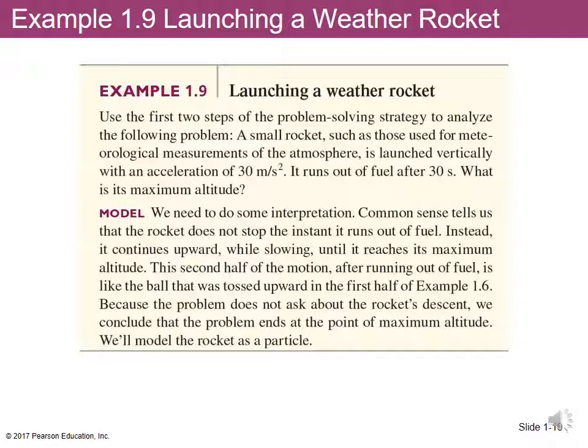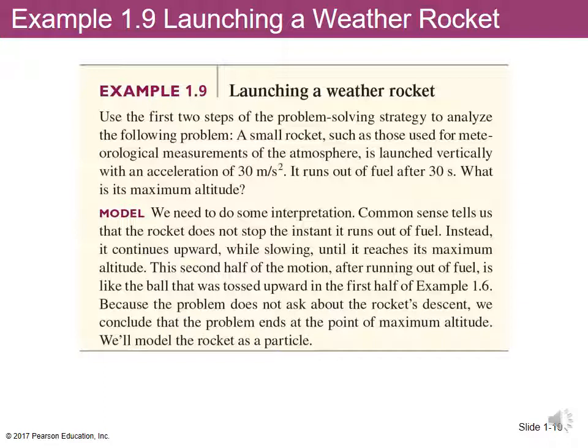So we need to think about this a little bit, right? What happens? Let's make a visual model of what's going on. So the rocket goes up, right? When it runs out of fuel, does it immediately start falling down? No, we know that. It's already going up really quickly. So it keeps going up, but it starts slowing down until it eventually reaches its maximum altitude.